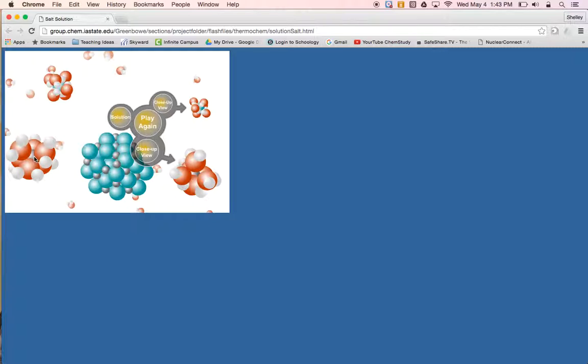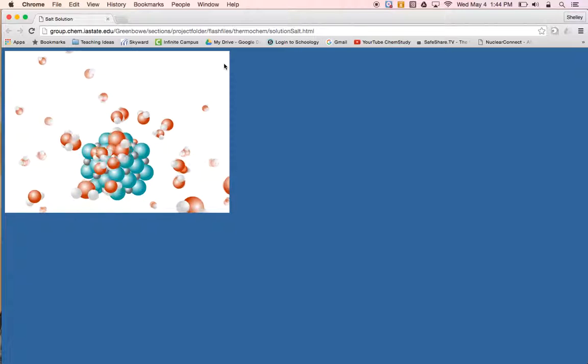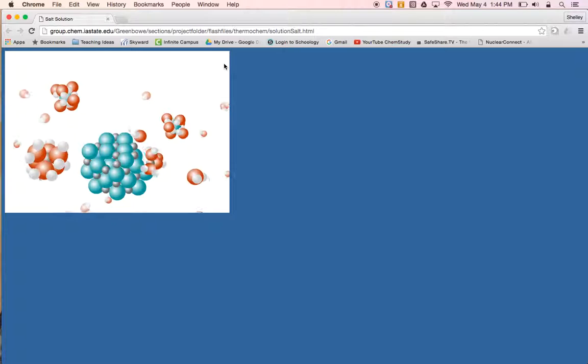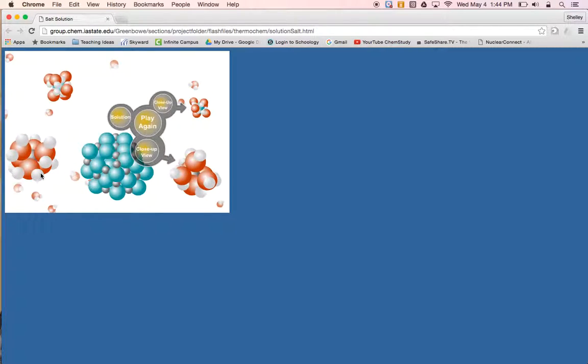Notice that the gray particles, which are positive ions, end up surrounded by the partially negatively charged oxygen atom, and the blue particles, which are representing the negatively charged particles, get picked up by the water molecules with the partially positive hydrogen end pointed in. Here come some water molecules to take away a negatively charged particle, and then here are some taking away a positively charged particle.